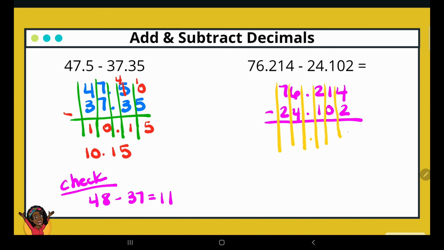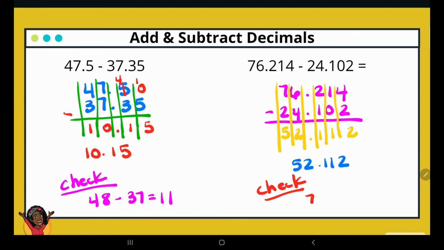So 4 minus 2 is 2. 1 minus 0 is 1. 2 minus 1 is 1. 6 minus 4 is 2. And 7 minus 2 is 5. So here my answer is 52.112.